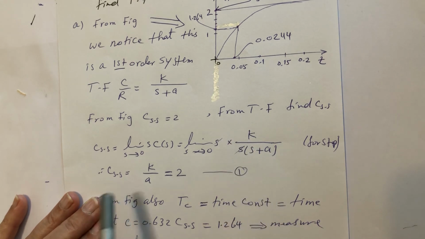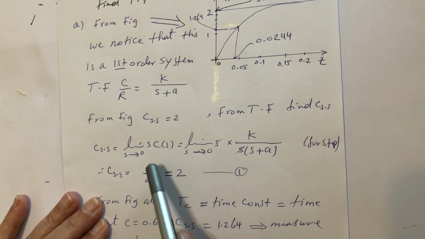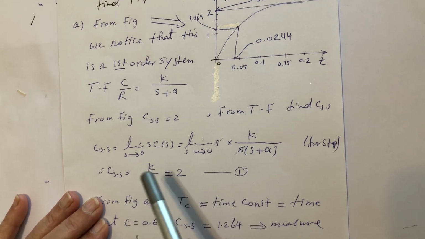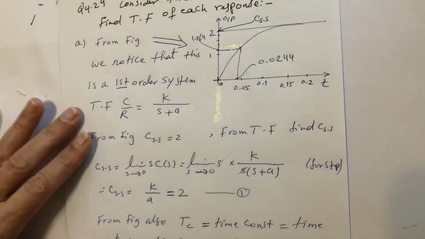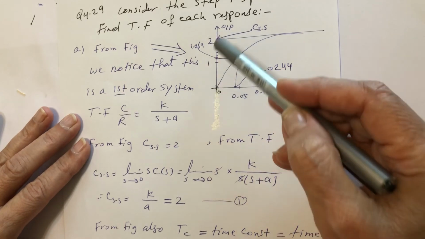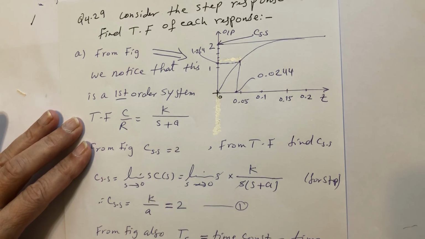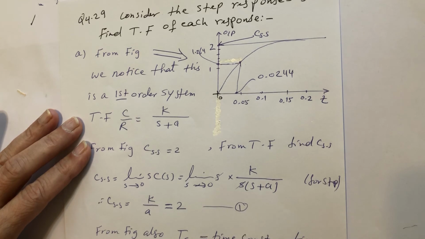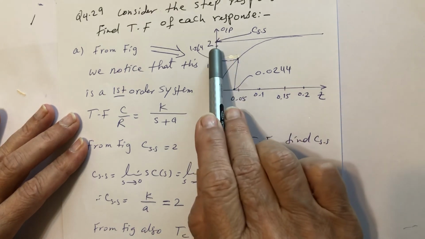So I have K over a equal to 2 from the figure. So I found one equation in K and a. I need another equation so that I can find K and a. You need 2 equations to find 2 parameters. Now, from the figure, this is our final value. And you remember the time constant of the system, which is related to 1 over a: at one time constant, the output reaches 0.63 of the final value.